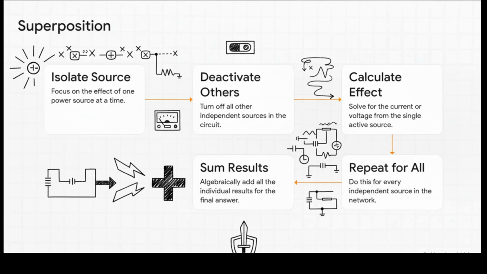The superposition theorem lets you tackle a circuit that has multiple power sources. The strategy is pure genius. You just calculate the effect of one source at a time, while you pretend the others are turned off. You solve that much, much simpler problem. Then you turn that source off, turn the next one on, and do it again. Once you've done that for every single source, you just add all those individual results together. It's the classic divide and conquer strategy, and it's brilliant.